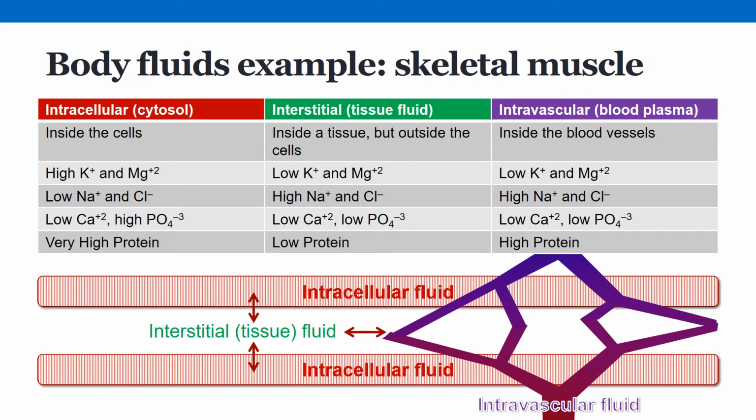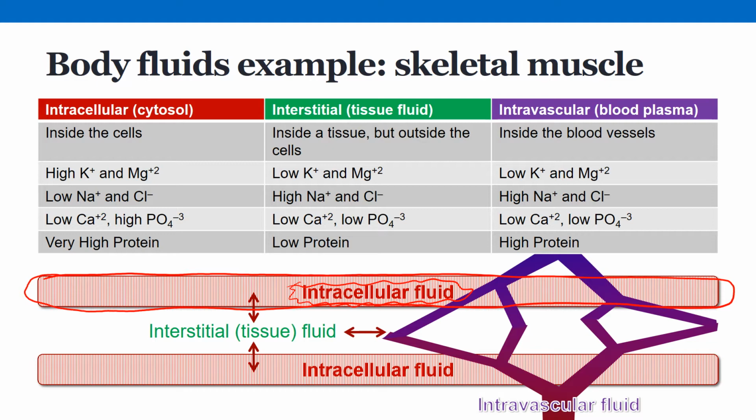Okay, so all that talk about body fluids is a little abstract. So let's take a concrete example here. We're going to look at one skeletal muscle in our body. So as you remember, a skeletal muscle is made of very long, thin cells called skeletal muscle fibers. So this long stripy thing here represents one skeletal muscle cell. Inside that is intracellular fluid. Okay, so that intracellular fluid is in the red boxes here, or in the red column at the top of the screen here.